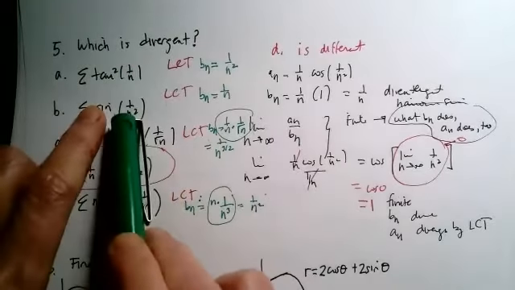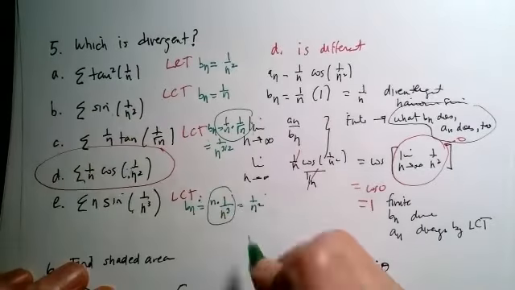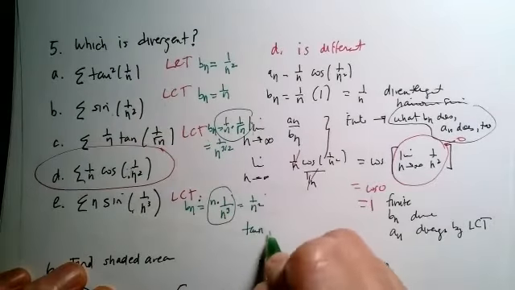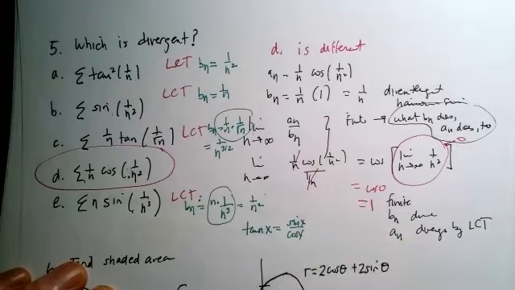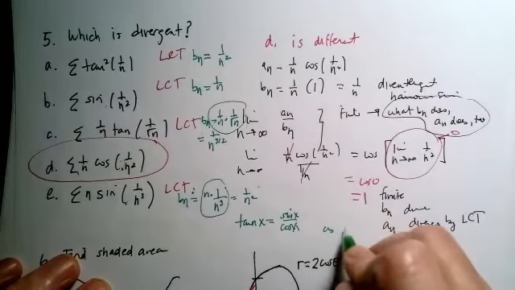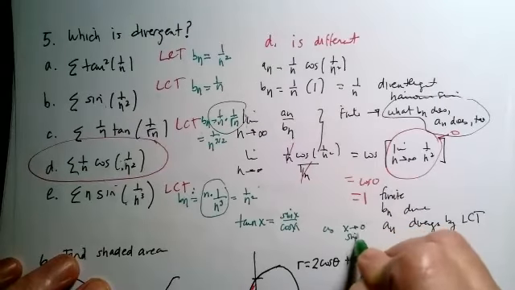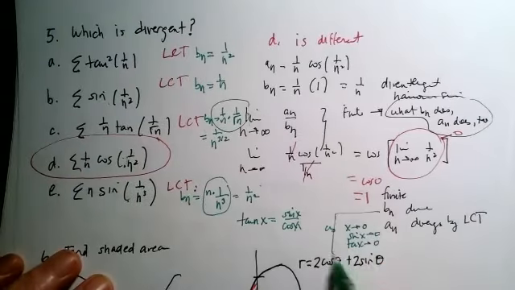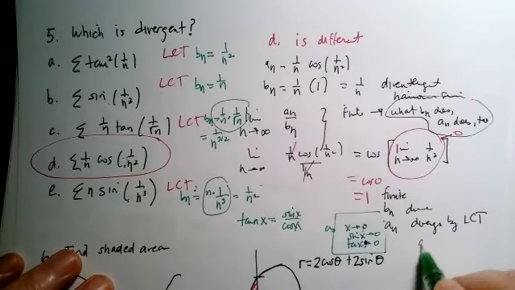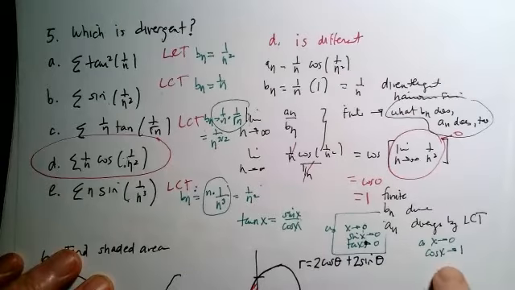Because tangent and sine have something in common. Tangent is sine x over cosine x, right? And as x goes to 0, sine x goes to 0, tan x also goes to 0, right? And this is why we can use them with limit comparison. On the other hand, as x goes to 0, cosine of x goes to 1. So it's not going to have the same behavior.